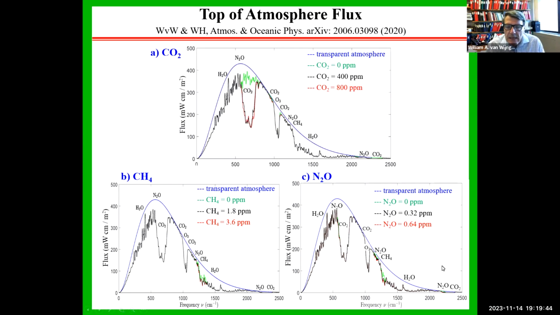Next, on the right panel, we have nitrous oxide. So again, the blue curve, transparent atmosphere. Black curve, we put in our standard 0.32 part per million nitrous oxide. And the green curve, no nitrous oxide. Red curve, doubling it. And again, you just see a tiny effect. Notice that the nitrous oxide and methane both seem to affect the spectrum at about the same wavelengths. So they kind of interfere with each other.